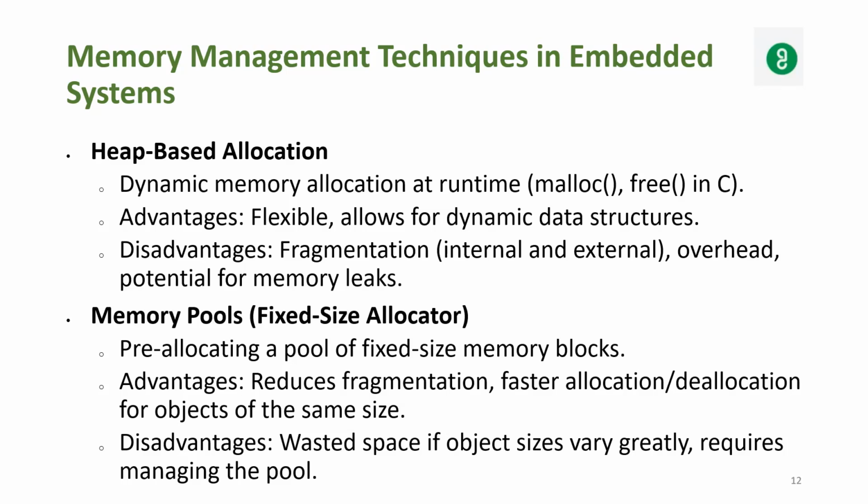So if it is dynamic memory allocation, you have to take care of fragmentation and memory leaks. And it is better not to use heap-based allocation. Instead of that, you use a fixed size allocator. So in case of memory pools, a fixed size allocator, pre-allocating a pool of fixed size memory blocks. The block size is fixed earlier itself. So it reduces fragmentation, with faster allocation or deallocation of objects of the same size.